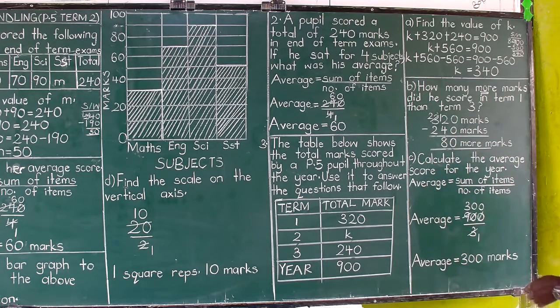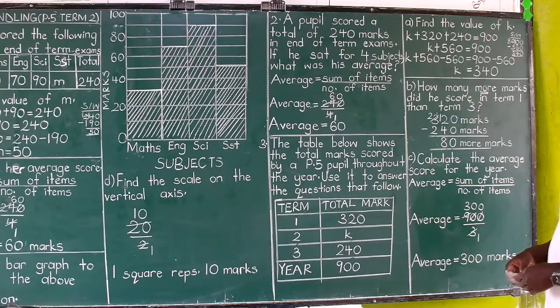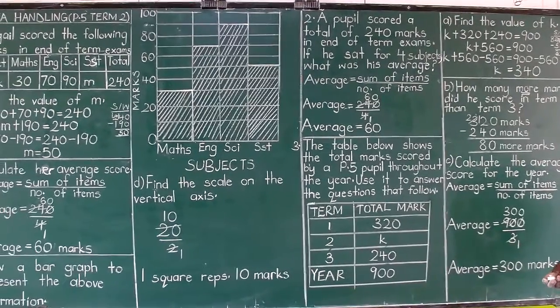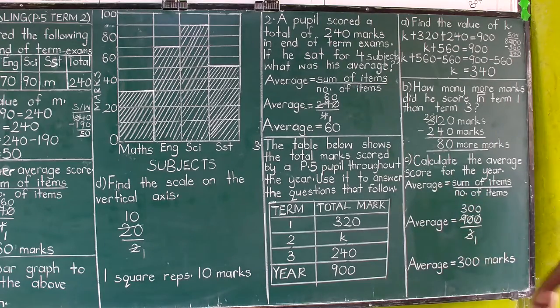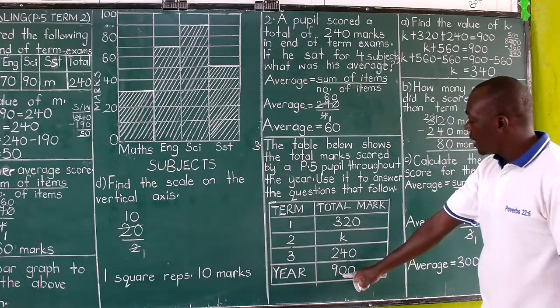Then finally, calculate the average score for the year. Find the average score for the year. Remember, average is the same as mean. When I say find the mean, we say average is sum of items divided by number of items. Sum is the same as total. So the total for the year is 900.